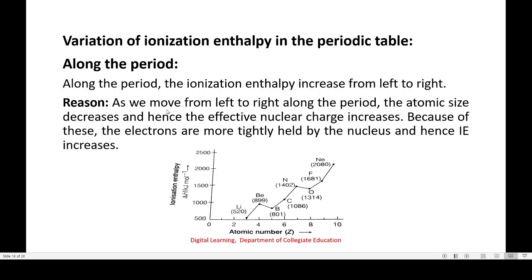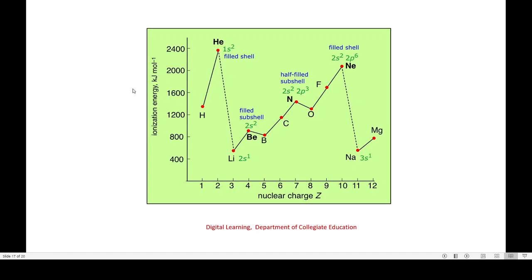So let us look for the reason why it is so. The above variation can be explained as follows. On moving across a period, the atomic size decreases and the nuclear charge increases, and therefore the force of attraction exerted by the nucleus on the electron in the outermost shell increases. Consequently, it becomes difficult to remove an electron from the outer shell of the atom, and hence the ionization energy increases. So the ionization energy will be a maximum for the noble gas, which has the stable electronic configuration ns2 np6.